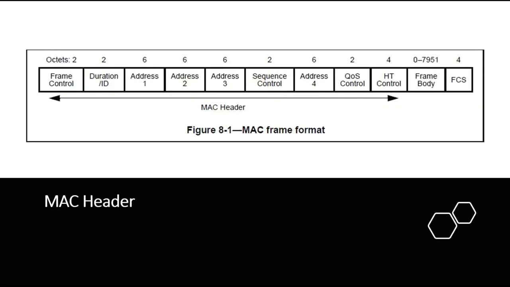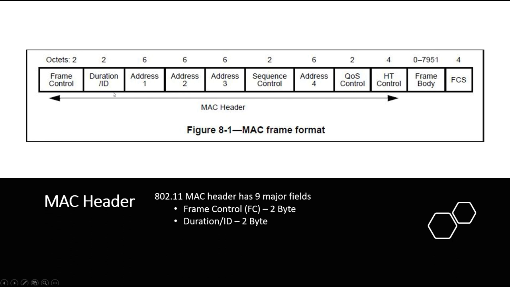A sample MAC frame format looks like this. The first field is frame control, then duration ID, and so on. The 802.11 MAC header has 9 fields, and these are like this. The first field is frame control, then the duration ID, which is 2 bytes. Then the addresses, address 1, 2, 3, and 4, each having 6 bytes.